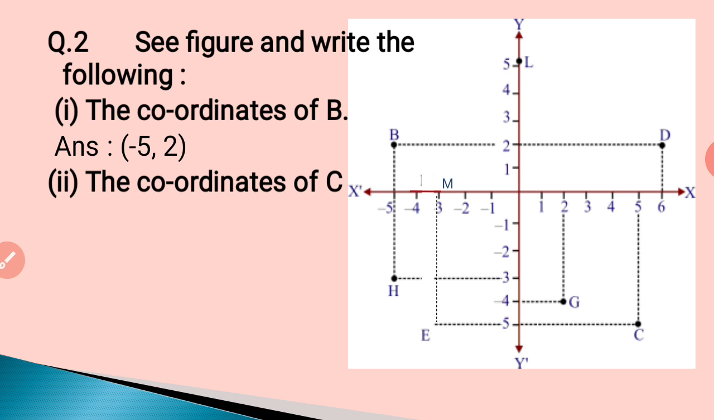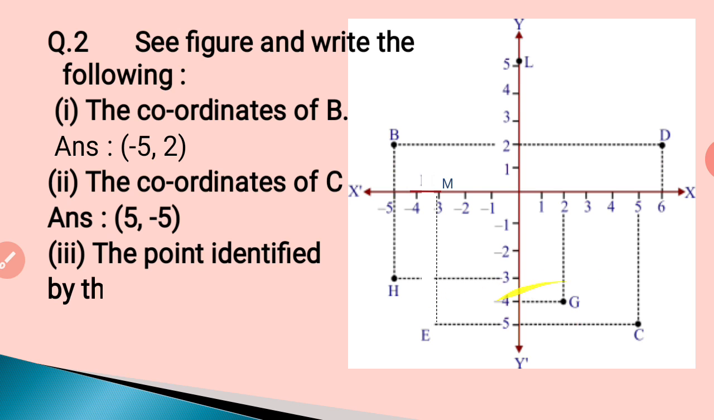Next is the coordinates of C. Now we are going to draw the first perpendicular on x-axis, that is it reaches 5, and the other one on the y-axis, that is it reaches -5. So the coordinates of C is (5, -5). X coordinate is supposed to be written first, followed by the y coordinate.